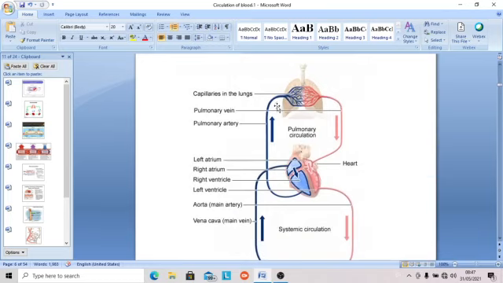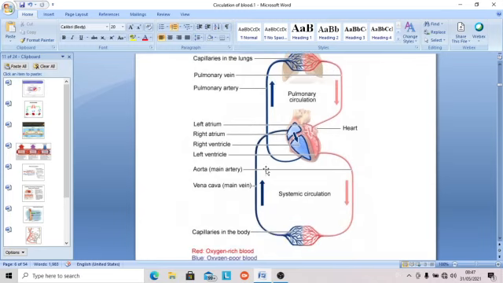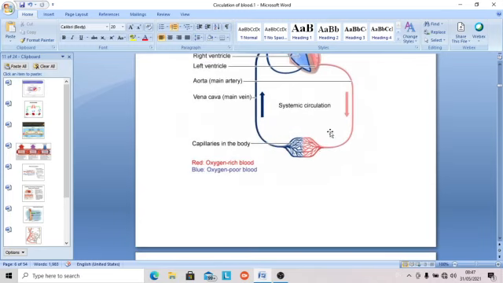Then the capillaries in the lungs, as they get oxygen, become red, and these are the pulmonary veins. Blood carrying to the heart is in veins. Four pulmonary veins come over here. This is the same with the systemic circulation, where the reverse happens. Oxygen is given out, CO2 is taken in, so it becomes violet.